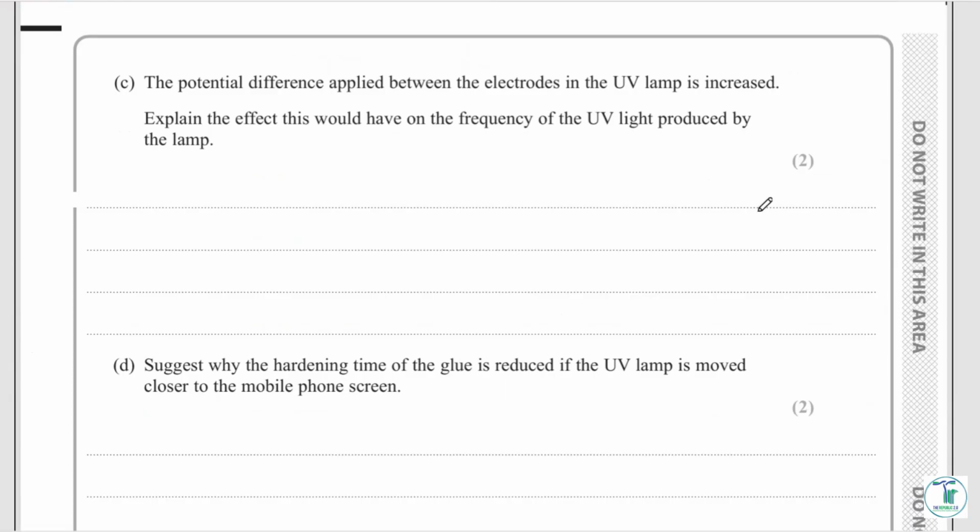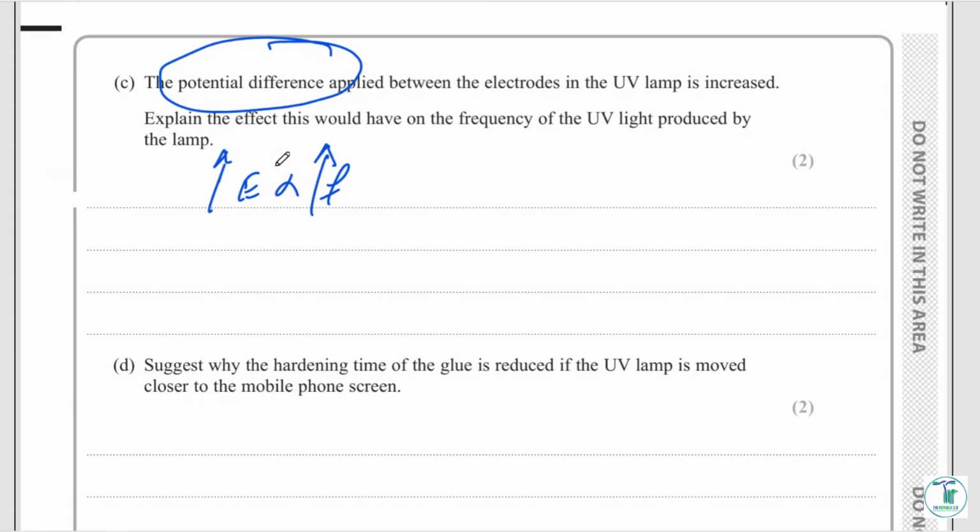In the C part, the potential difference applied between the electrodes in the UV lamp is increased. You are increasing the potential difference. Explain the effect this would have on the frequency of the UV light produced by the lamp. So you can simply see that E is proportional to f, right? If you're increasing the frequency, the electrons would move to higher energy levels, because they would have enough energy.